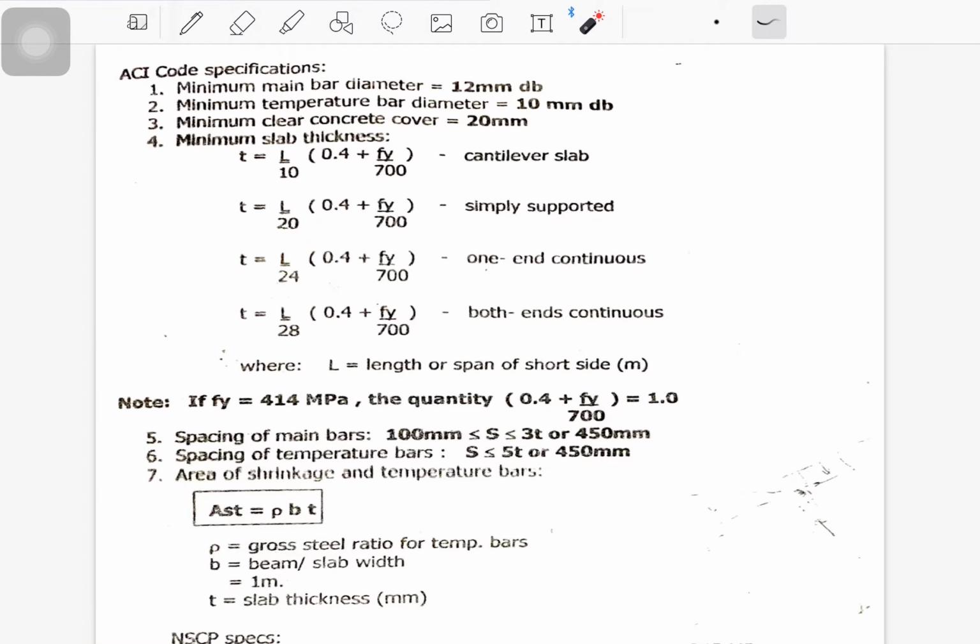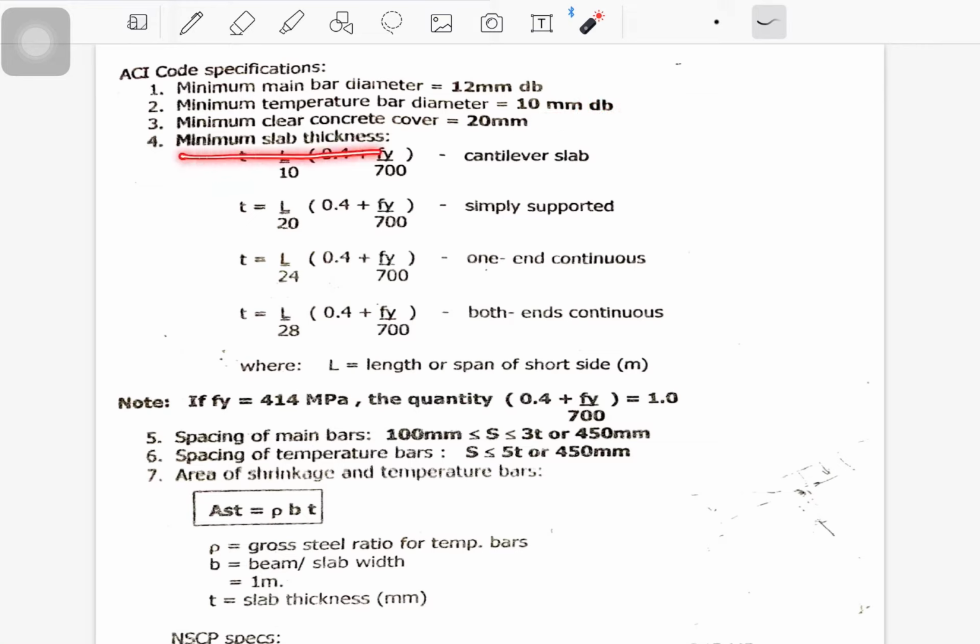From the ACI Code consideration, that is American Concrete Institute Code specification, the minimum main bar diameter of slab is 12 mm, and the temperature bar is 10 mm. The minimum clear cover is 20 mm, so you can have 30 up to 60 millimeters if you have a thickness more than 100 millimeters. So it's up to you how you design your structure.